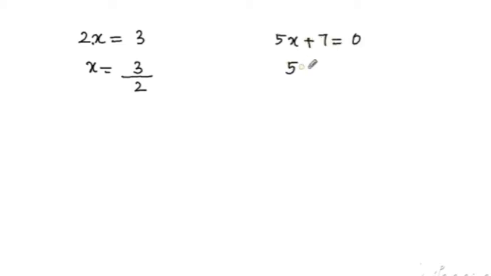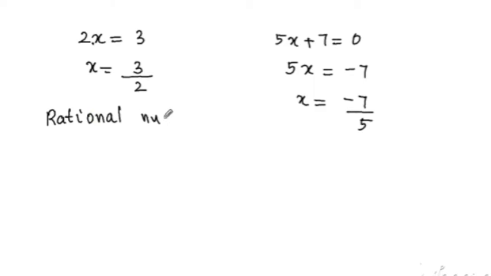We may think that we have enough numbers to solve any type of simple equations, but consider the equation 2x equal to 3. So the solution will be 3 divided by 2. And if you consider the equation 5x plus 7 equal to 0, so 5x will be equal to negative 7 and x will be equal to negative 7 divided by 5. So these two numbers are not natural numbers, not whole numbers and not integers. So we have to define another collection. That collection of numbers is called rational numbers.